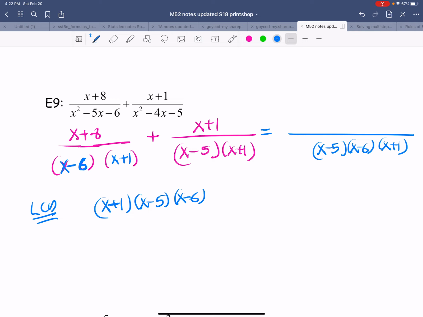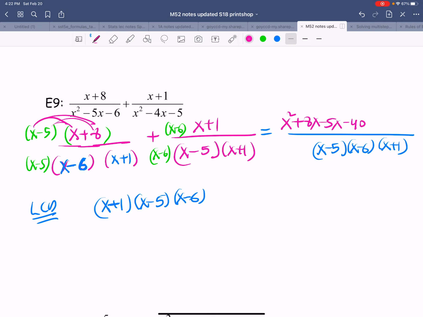So what do I need to multiply the first fraction's numerator and denominator by to get to the common denominator? Well, we need to multiply by x − 5. How about the second fraction? What do we have to multiply numerator and denominator by to get to the common denominator? x − 6 in the second fraction. So let's go ahead and do the foiling here. First, outer, inner, last. First times first is x². Outer times outer is 8x. Inner times inner is −5x. Last times last is −40.